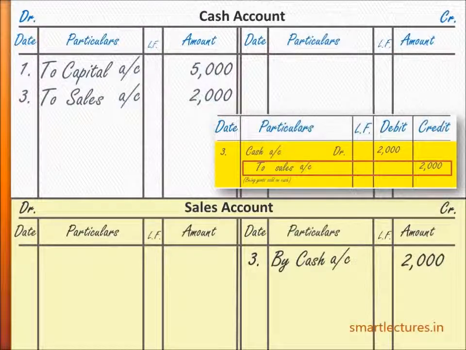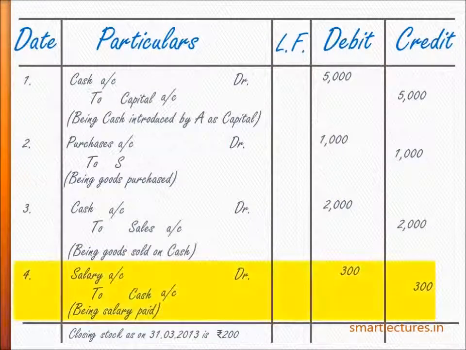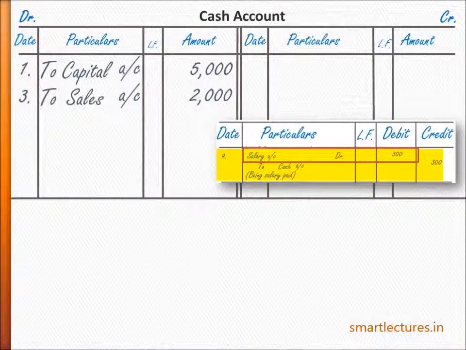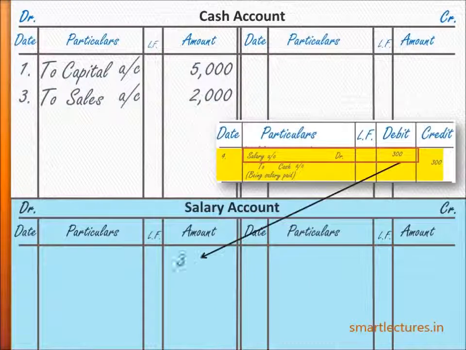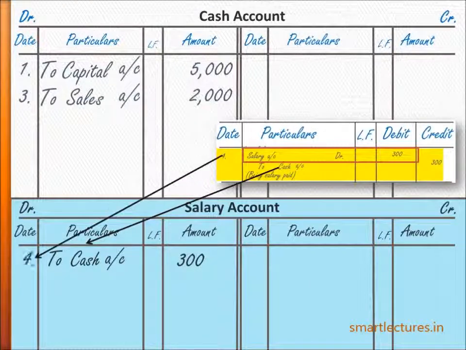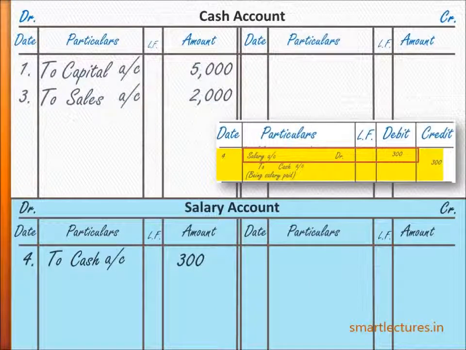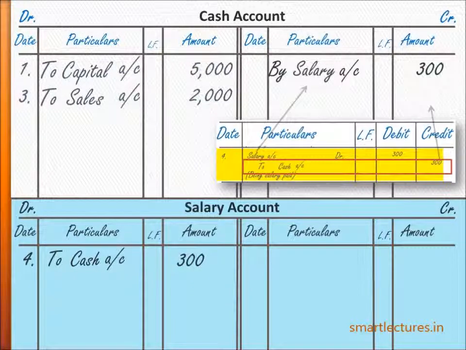Now the journal entry salary account debit to cash account. So come to the salary account. On the debit side, 'To cash account' rupees 300. Now move to the cash account. On the credit side, 'By salary account', date number is 4, rupees 300.